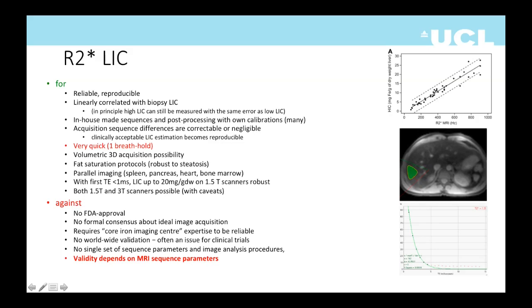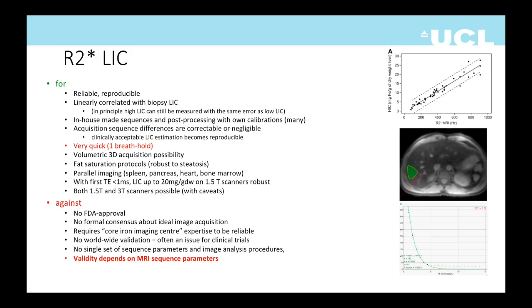Its most important advantage is that it's very quick. One breath hold is sufficient to provide the LIC estimation. Furthermore, you can do a volumetric acquisition, so you can tell something about the distribution of AN in the whole liver. It's actually robust to steatosis. There are fat saturation protocols that allow us to bypass sensitivity to fat.